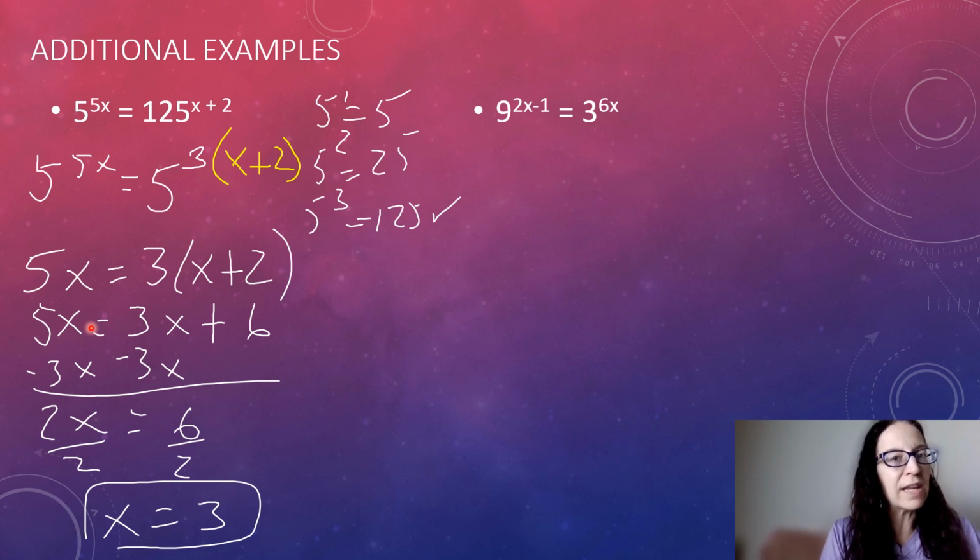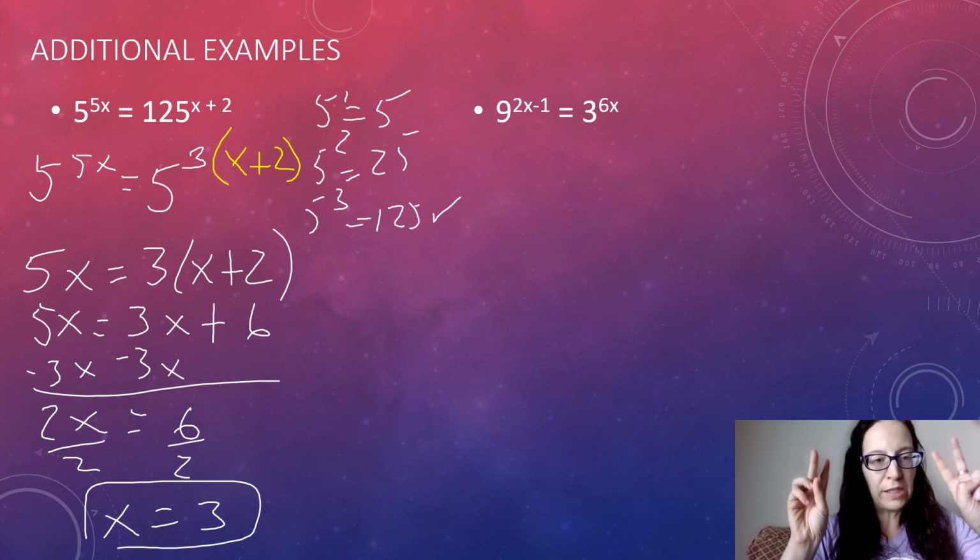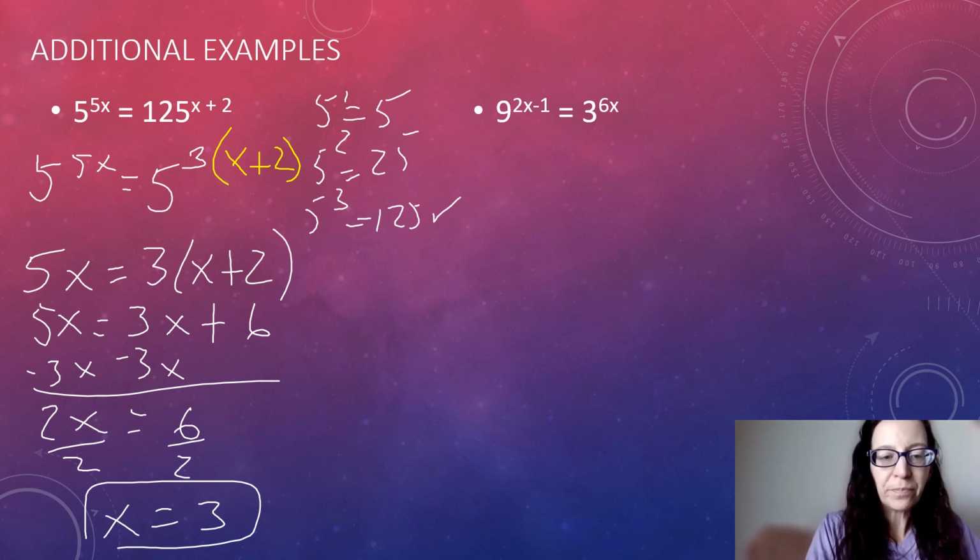So they have 2 subtractions there, but they're both on the same side of the equal sign. So make sure that if you are subtracting or if you are dividing on both sides, that you do actually have that operation on both sides of the equal sign.